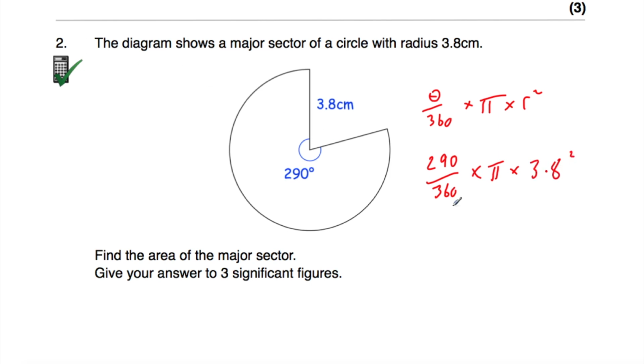On our calculator, we type this in, and we get that it's equal to 36.54370388 centimeters squared. So that's the area of the sector, and we've been asked to give our answer to 3 significant figures. So that's going to be 36.5 centimeters squared. And that's it. That's the area of this major sector.